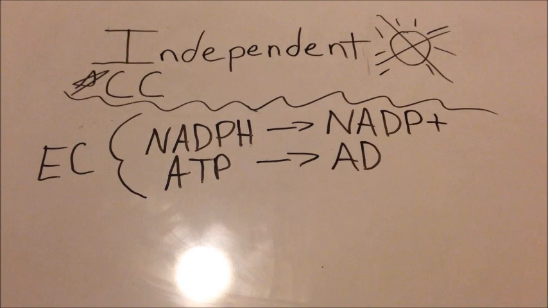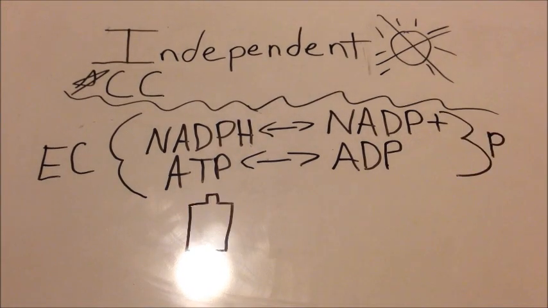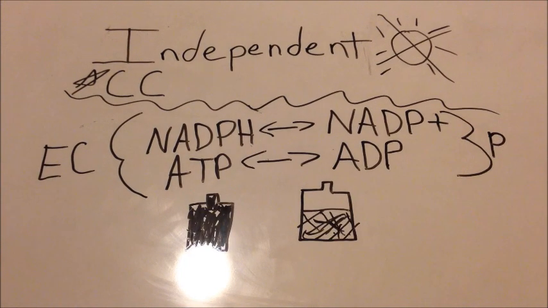An analogy would be, since ATP and NADPH are constantly getting renewed during this process, the dependent and independent stages are constantly repeating, similar to a battery.